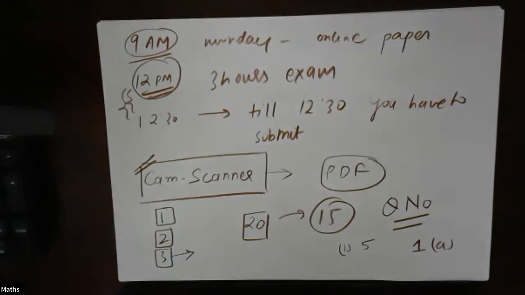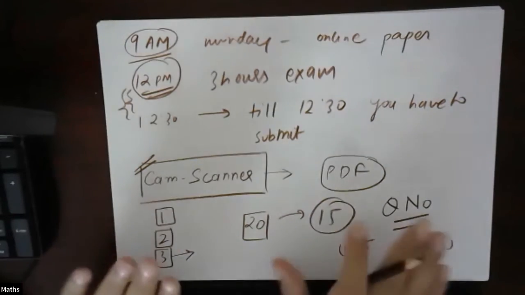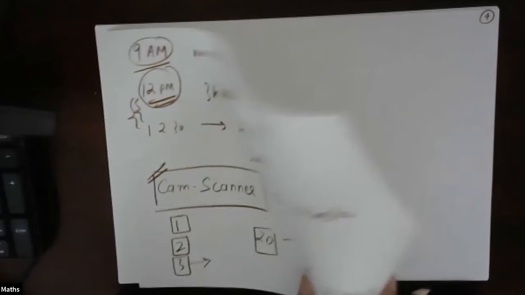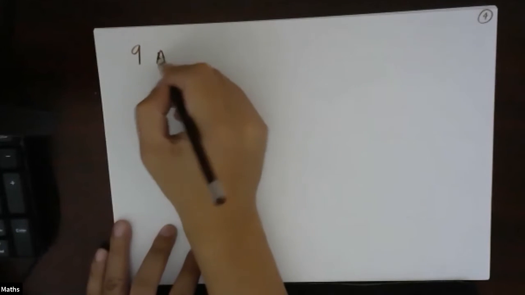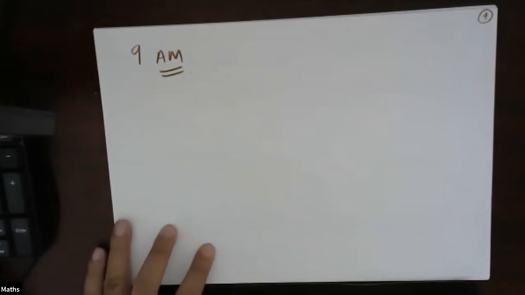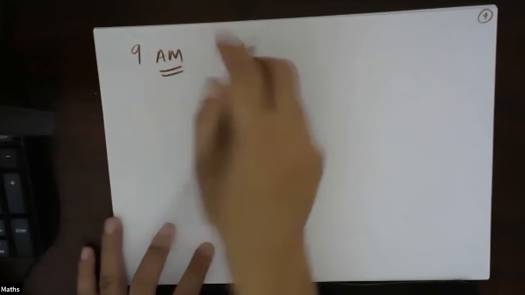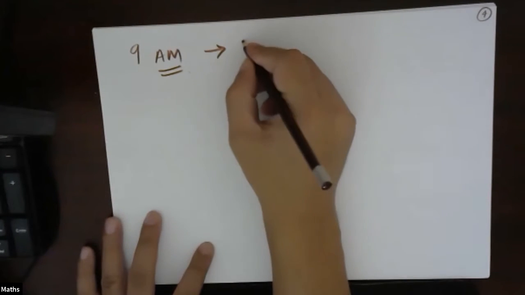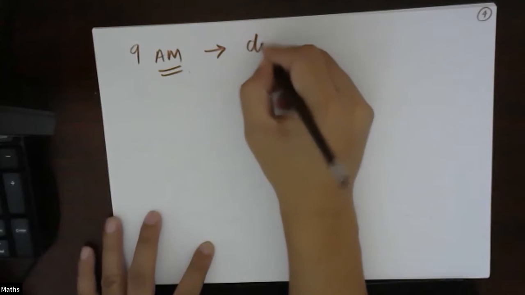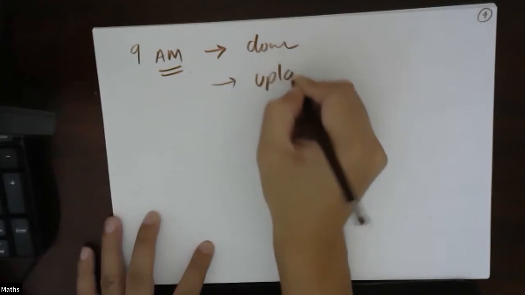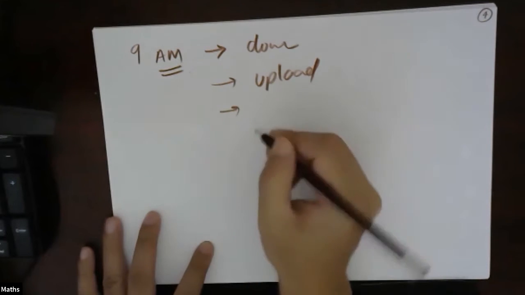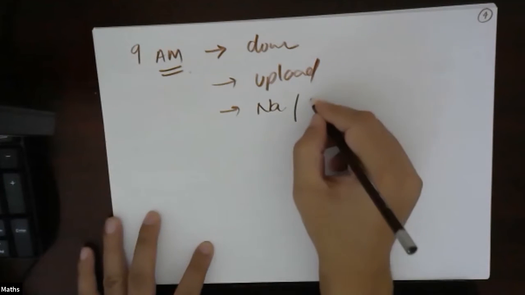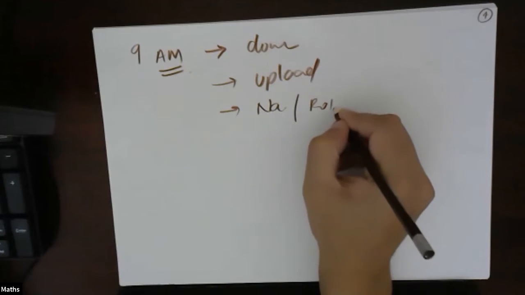One more thing, wait. On the same day, approximately around 9 a.m., you will be given the paper. Before this, maybe one day before, on Saturday, you will be given instructions on where to download and where to upload. Proper information will be given on where to write your name and your roll number. Everything will be given.